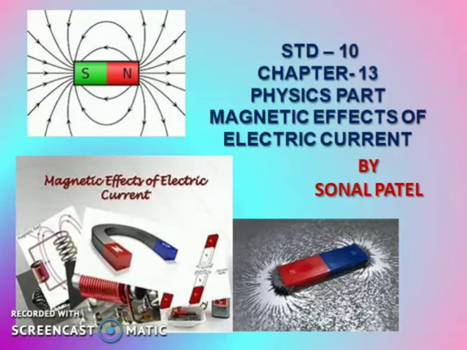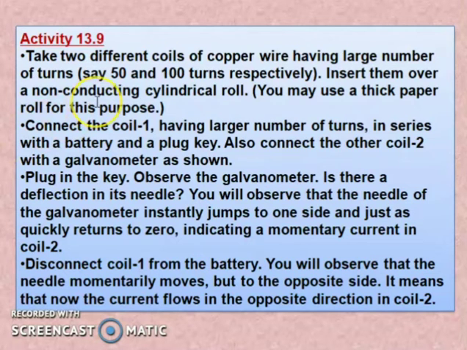Today we will see part 5 of chapter 13, magnetic effect of electric current. In this part we will discuss activity 13.8 and Fleming's right hand rule, electric generators and domestic electric circuits. So first we will see activity 13.9.